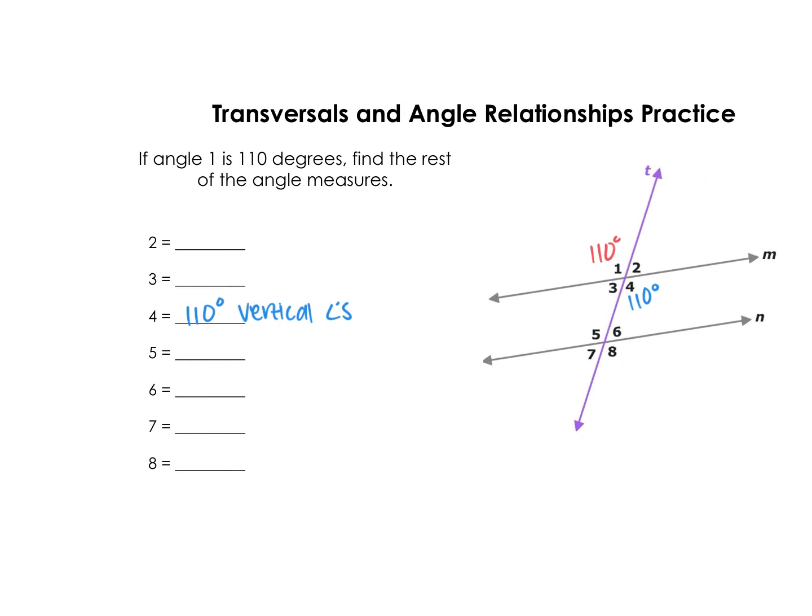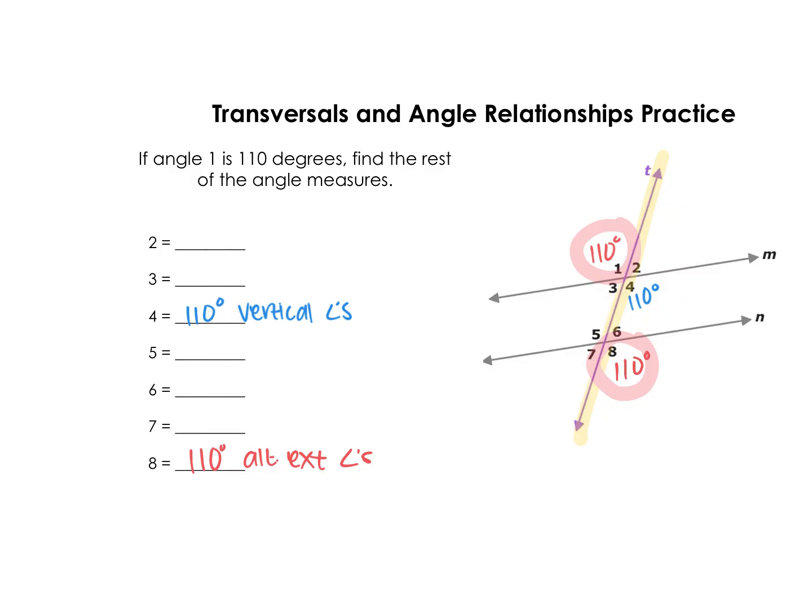Maybe we try to be brave here and use one of our new angle relationships. I'm going to highlight our transversal. It's this line T. What we could say is we have this angle 1, and angle 1 is an alternate exterior angle with angle 8. So we could say that angle 8 is also 110 degrees because of alternate exterior angles. It's an alternate exterior with angle 8.